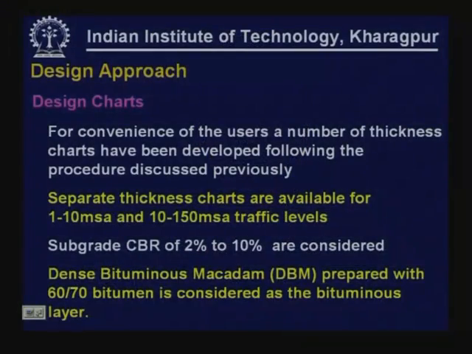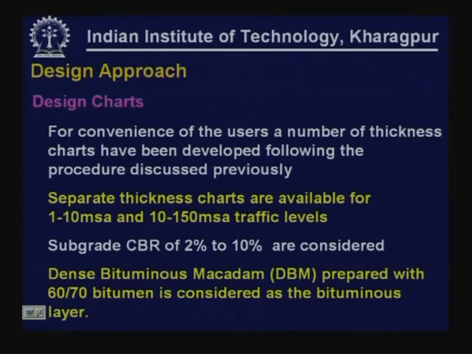For the convenience of the common user, design charts have been developed and they are also presented in the Indian Roads Congress guidelines. Using these charts, there are separate thickness charts available for 1 to 10 million standard axles, which is a relatively low traffic volume, and for 10 to 150 million standard axles, which are relatively high traffic volume levels. These charts are available for subgrade CBR values of 2% to 10%.